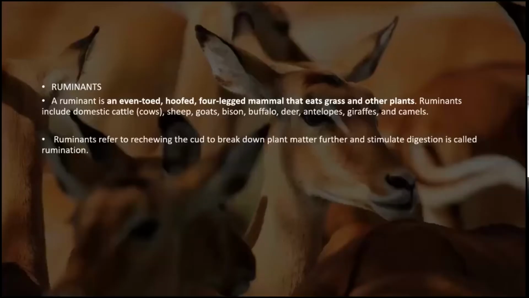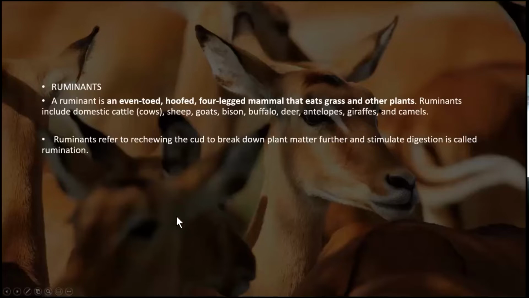All right, now I want to tell you what a ruminant is, and now we're going to be talking about these. A ruminant is an even-toed, hoofed, four-legged mammal that eats grass and other plants. And by the way, I'm going to show you a couple of movies on this. They're animations, don't worry, they're not 3-hour epics, and I think you will enjoy them because they can explain further better than I can.